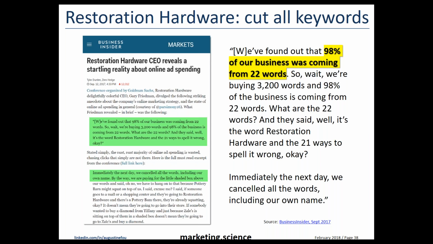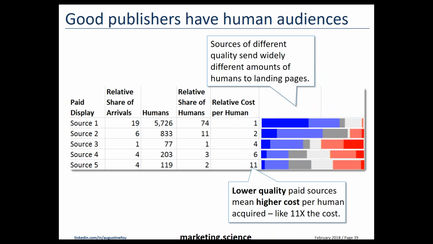So long story short, the marketers are starting to realize that what's important is the human audiences that the ads are shown to, not the number of ads being shown. So in this case, when we look at 5 different paid display sources, again, starting to use some of our technology here, you'll see that source 1 has a lot of dark blue and very little dark red, whereas source 5 is kind of the opposite. It has very little dark blue and more red and other unknown stuff, which is the white and the gray.